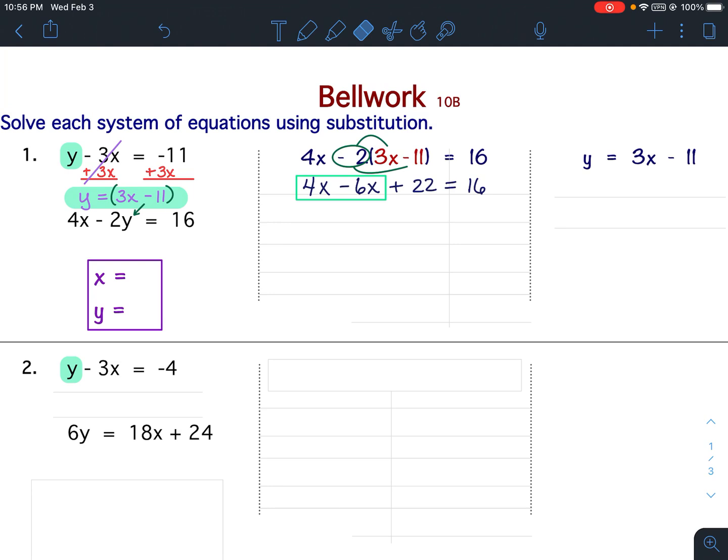This is Bellwork 10b. I did Bellwork 10a completely with you. I did a lot of problems with you in the solving systems of equation using substitution worksheet 10. And so this one is 10b. By this time, you should have a good grasp of what you're doing, and you're going to do this on your own.